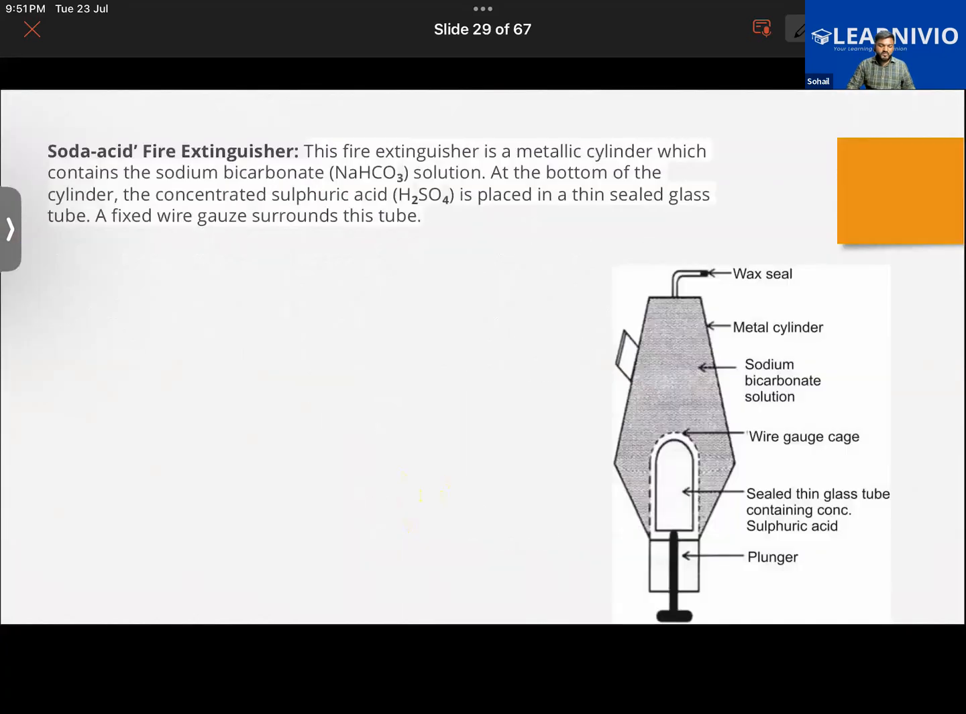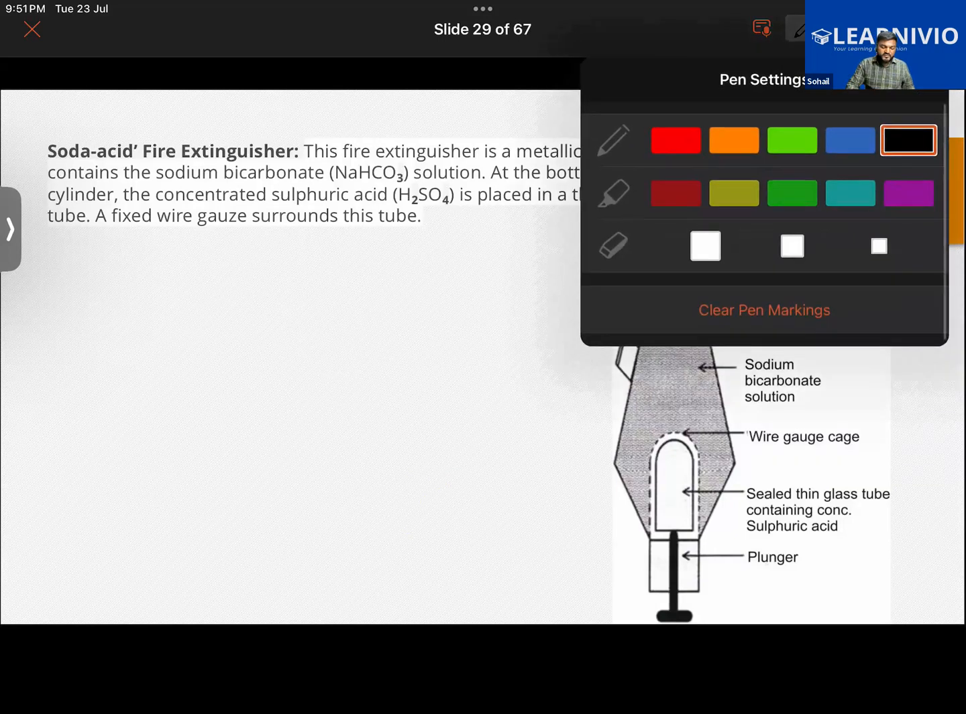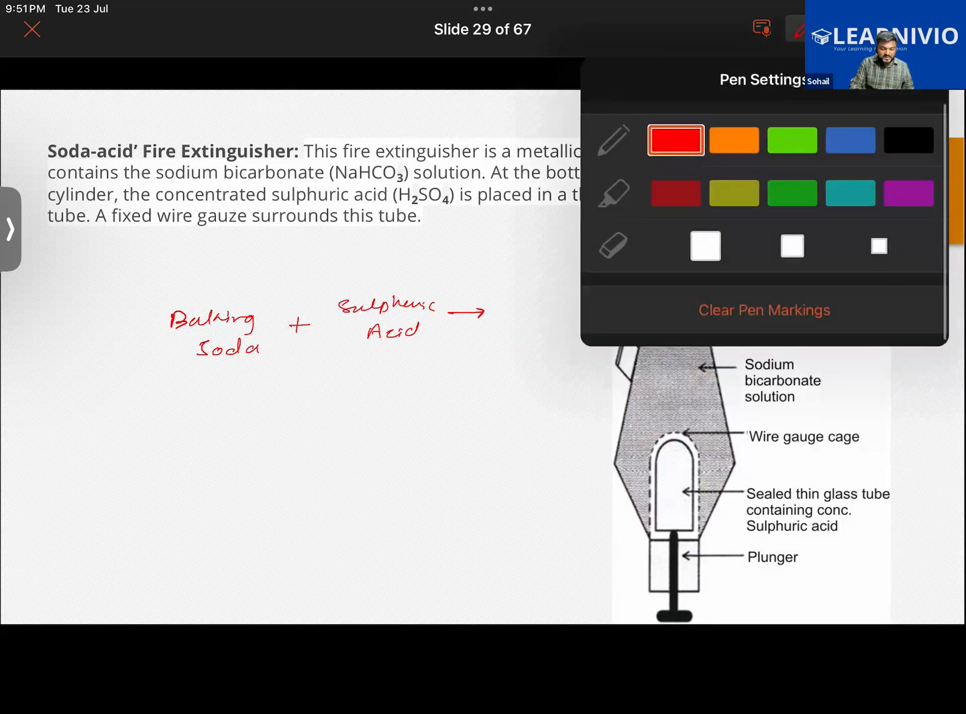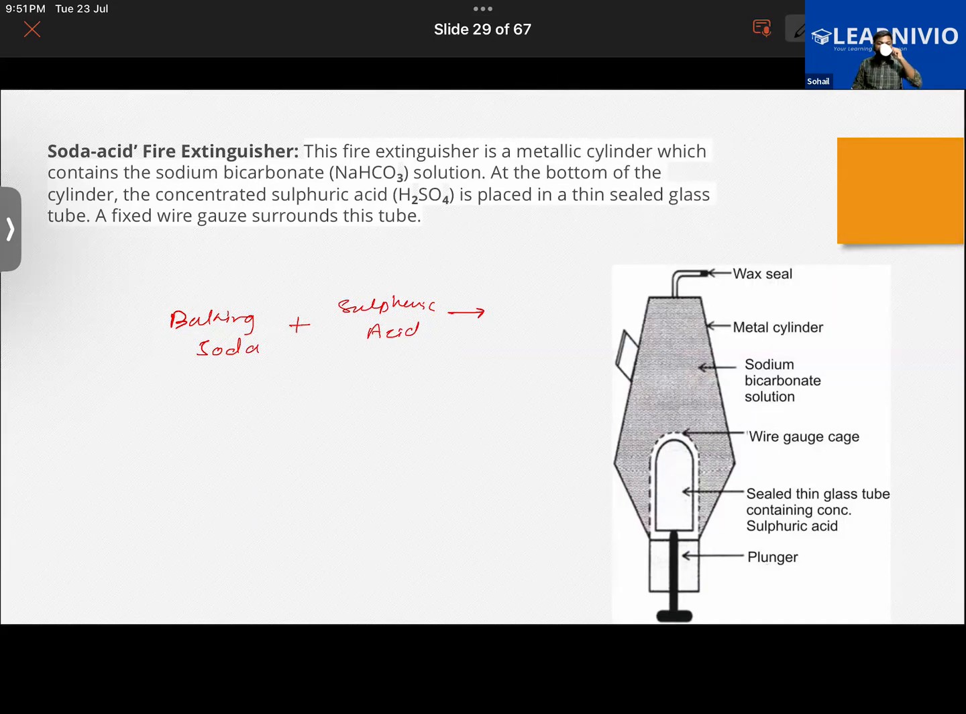But a few years ago, another kind of fire extinguisher was used. The principle was that two kinds of substances were used. One was baking soda, and another one was, yes, Aisha, an acid. What was the name of the acid? Sulfuric acid. Very good. When these two react, a gas is given off. Can you guess the name of the gas? Of course, carbon dioxide gas is given off.